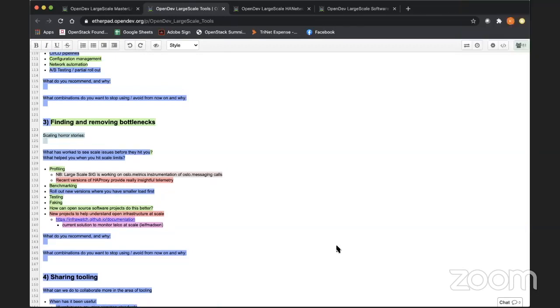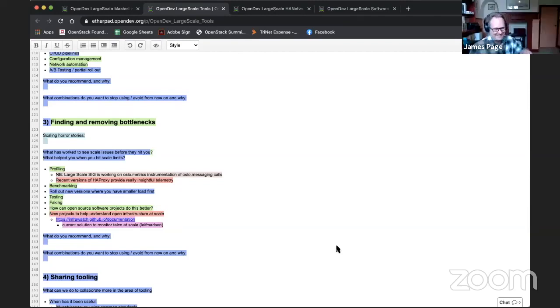Someone's put, well, not in the bottleneck section, but line 67, RabbitMQ flatlining. That sounds like an interesting horror story. Who was it? Yeah, James, do you want to go through that? Yeah, I put that one in.